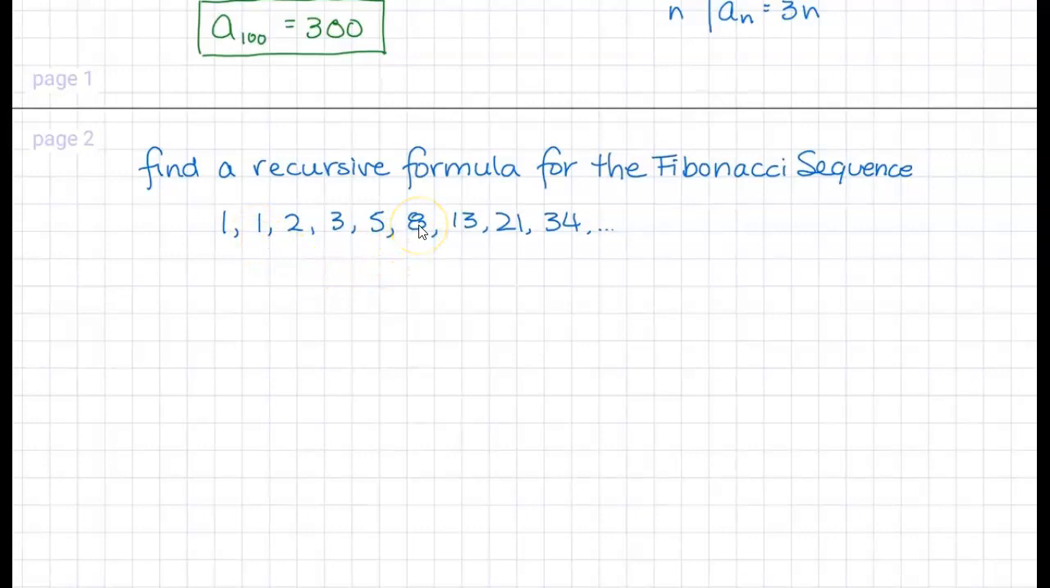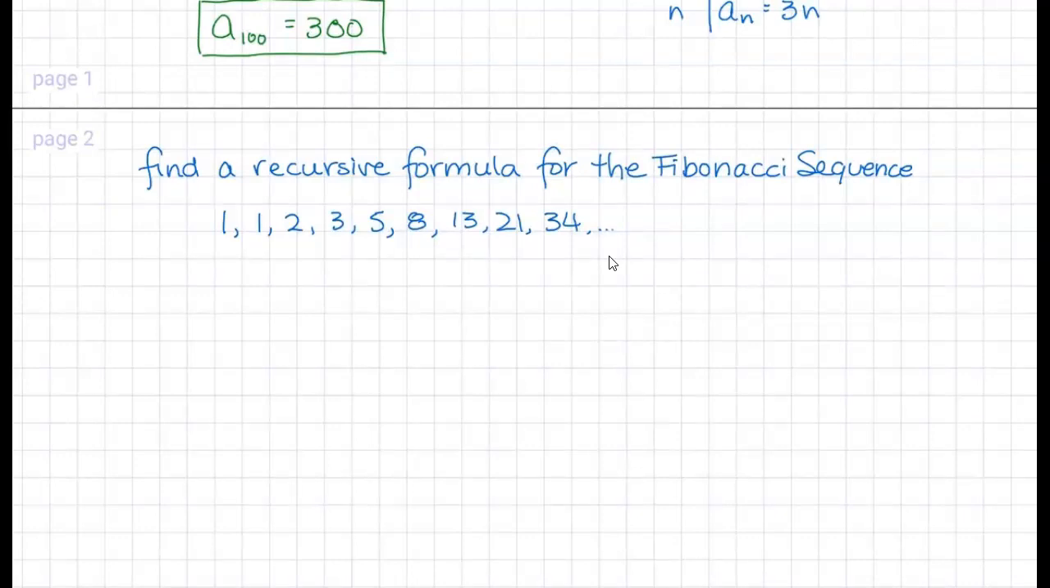The 6th term is the sum of the 5th and the 4th term. The 9th term is the sum of the 8th and the 7th term. So it's really easy to describe that way. If you can ever describe a sequence by what you do with previous terms to find the next term, you can write a recursive formula really easily.